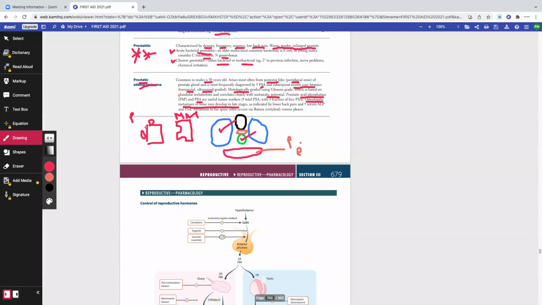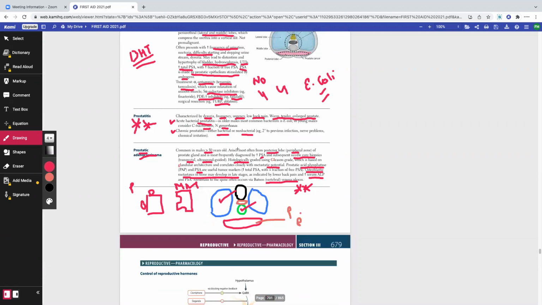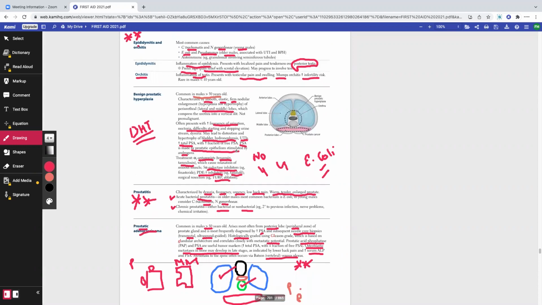And when you have osteoblastic lesions or osteosclerotic lesions, along with PSA, you will also get a high amount of alkaline phosphatase. That's a given. So serum alkaline phosphatase will also be high. And metastasis to the spine occurs via the vertebral venous plexus. That's also very high yield. Have I made myself clear? Yes or no?